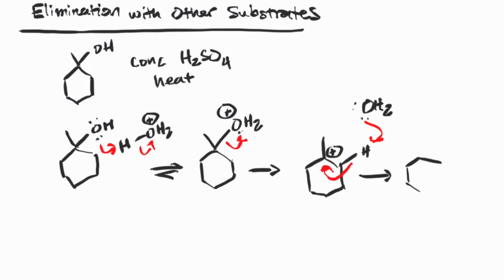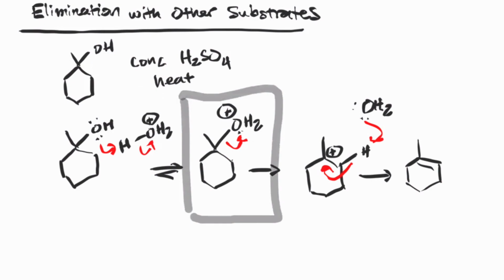And because this is an E1 mechanism, our major product will be the more substituted Zaitsev product. Now, one note before we end this chapter is that many students might propose that once you get to this intermediate, you can just throw in any strong base for an E2 pathway to give you more control. For example, if you want the Hofmann product, you might throw in potassium tert-butoxide. But remember, because we are in acidic conditions, it is not compatible to add in a base because the acid and base will just neutralize one another. So that pathway is not possible.